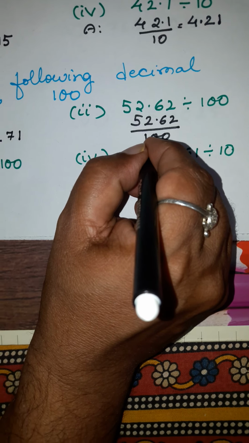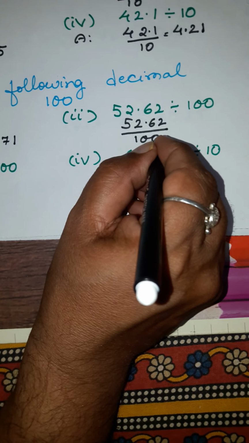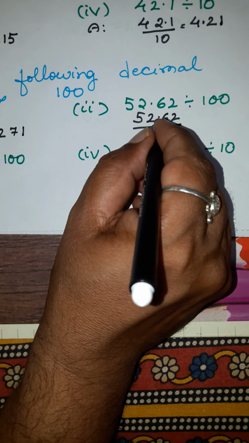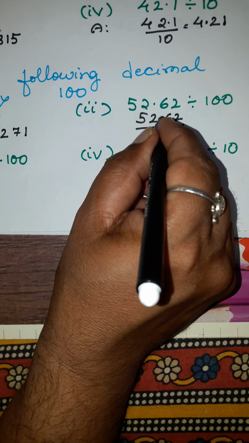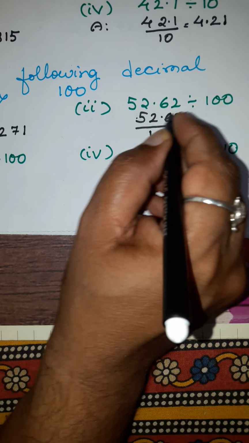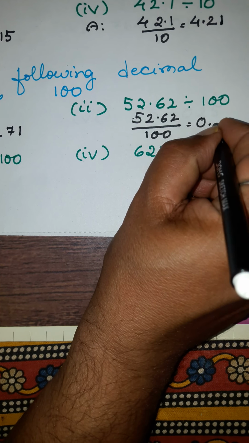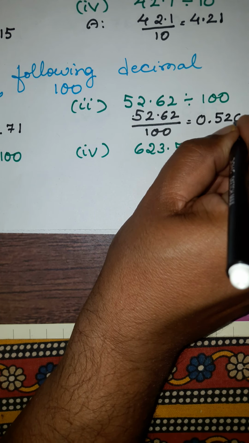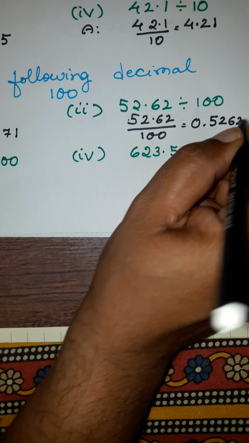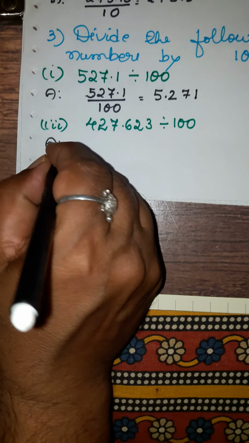The second problem, 52.62 divided by 100. So in the denominator, after 1 there are 2 zeros. So in 52.62 you have to shift the decimal point to the left by 2 places. So you'll get the answer 0.5262. This is the answer.